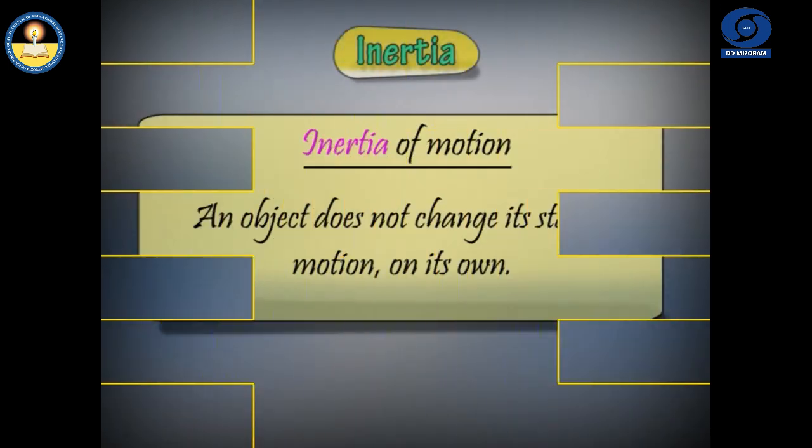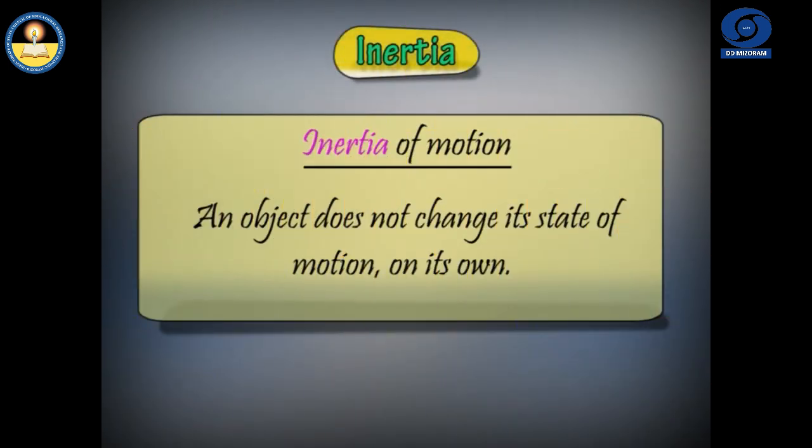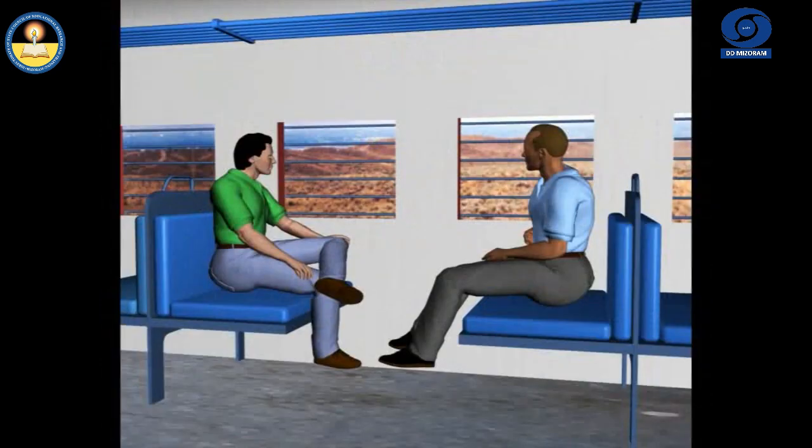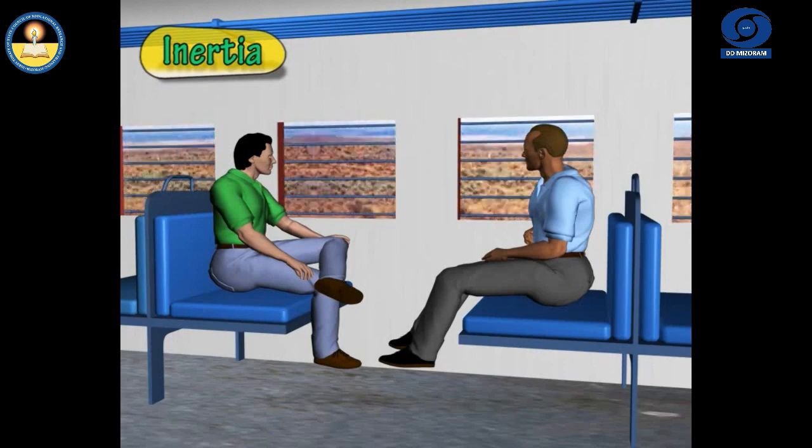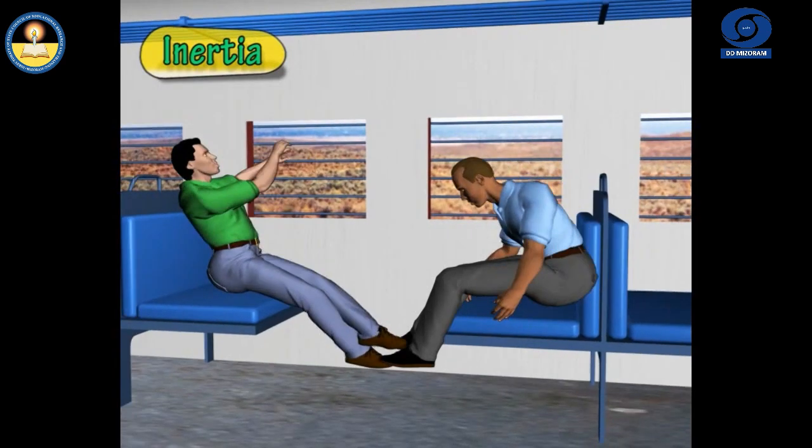In the inertia of motion, an object does not change its state of motion on its own. For example, when a train stops suddenly, the passengers sitting in the train are forced to bend in the forward direction, since the upper part of the passenger's body remains in motion, whereas their lower part comes to rest.